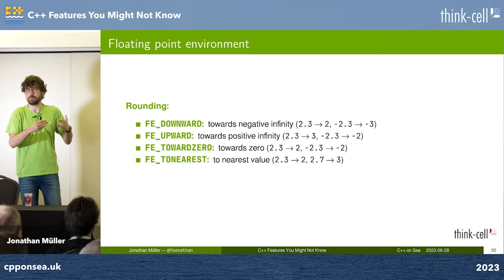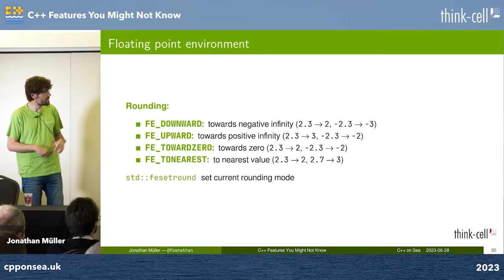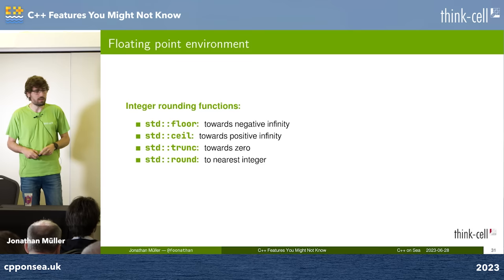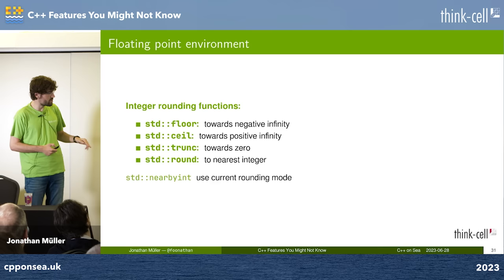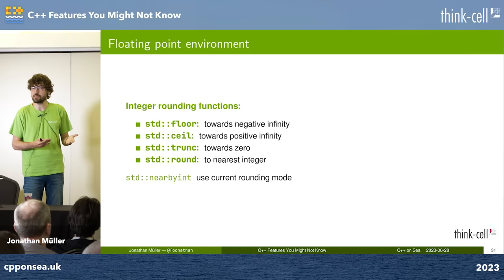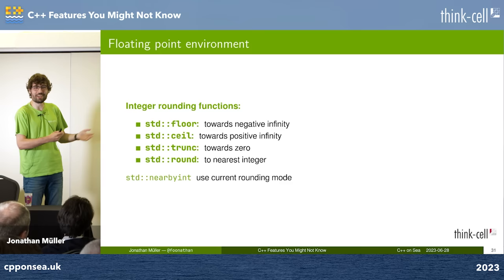And you can set that, this is global state, by calling fesetround. This sets the current rounding mode in your program. What does it affect? Well, it doesn't affect the rounding functions, those always have the specified rounding mode, so floor always rounds towards negative infinity, ceil always up, and so on. But there is a function called nearbyint, and this rounds using the current rounding mode, whatever the global state is. So if you want to round, but you also like global variables, you can use nearbyint. And then you get customizable rounding behavior.